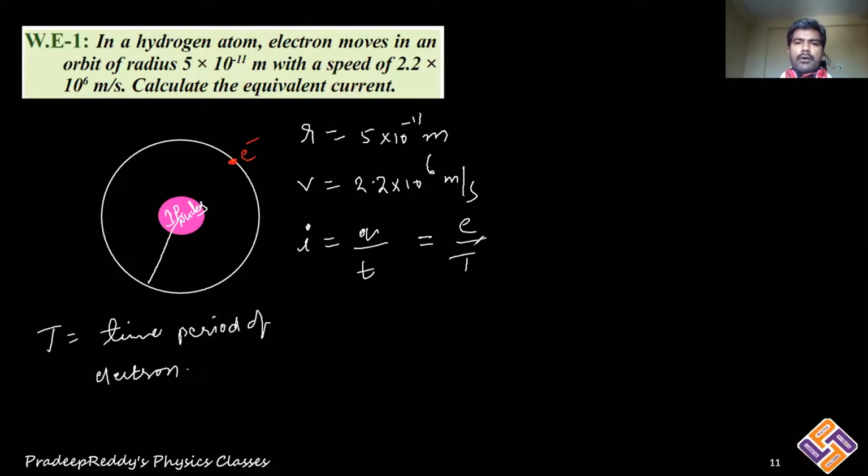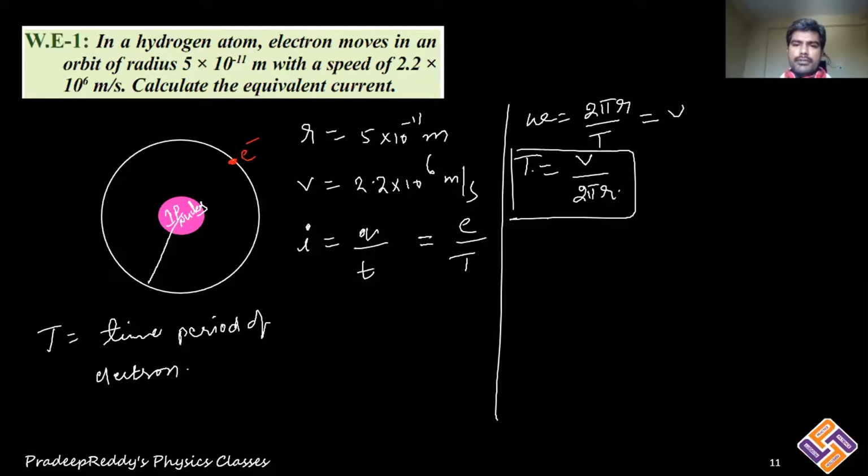Whenever a charged particle is revolving, we know that angular velocity omega is equal to 2 pi divided by capital T. 2 pi r is the total distance traveled by the electron, the circumference of the circle, so omega is equal to 2 pi r divided by T, which is equal to velocity v. So simply you can write T is equal to 2 pi r divided by v.